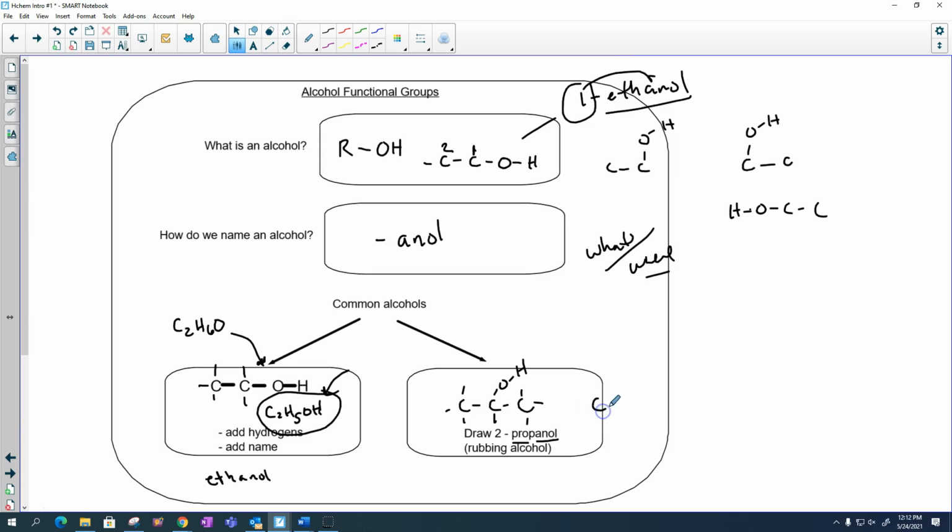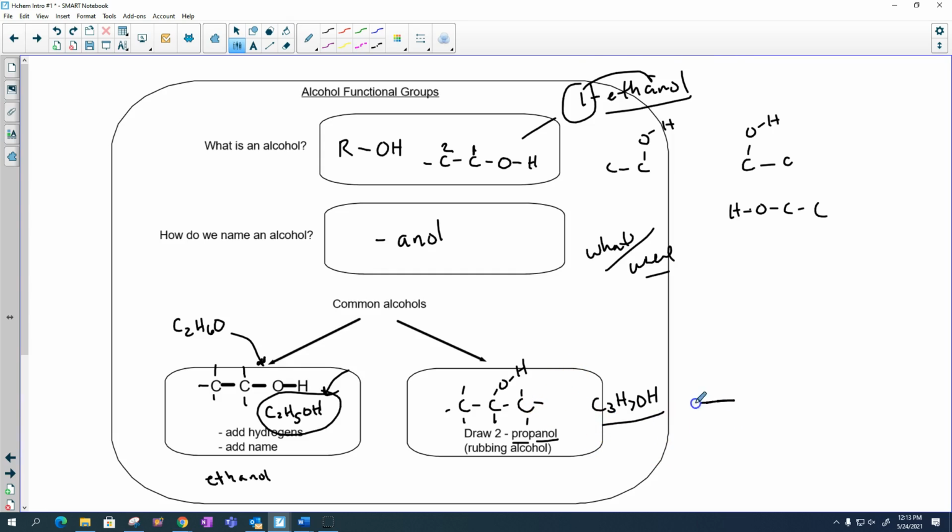So it's going to be C3H7OH. That's going to be in any of them. This is called rubbing alcohol, which is 2-propanol. But if the OH is on the end, the same formula would apply.